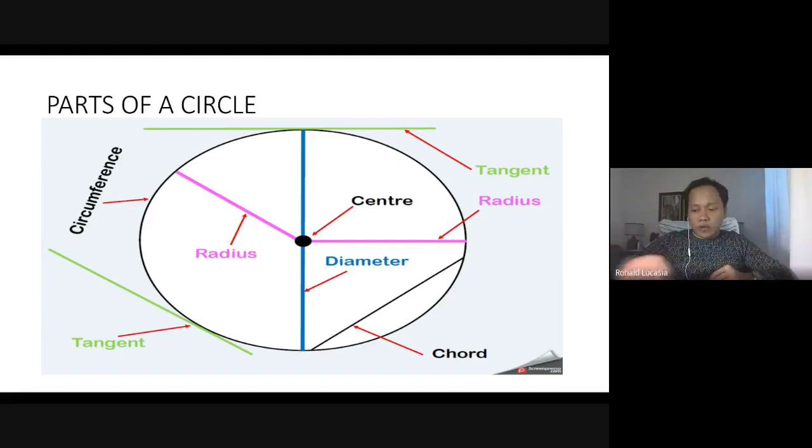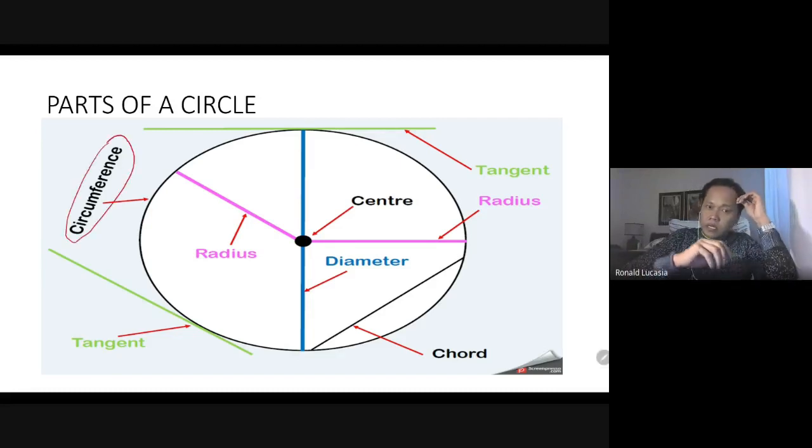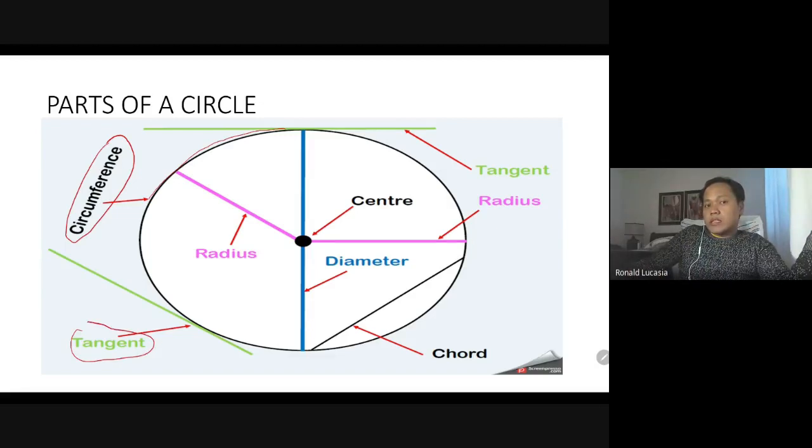The first one we have there is the circumference. When we say the circumference of the circle, it has something to do with the perimeter of the circle. When we are asked what is the circumference of the circle, that's this one, the outside of the circle. Inside of the circle, that's the area. The next one is the tangent line. A tangent line is a line that crosses or touches the circle at exactly one point.